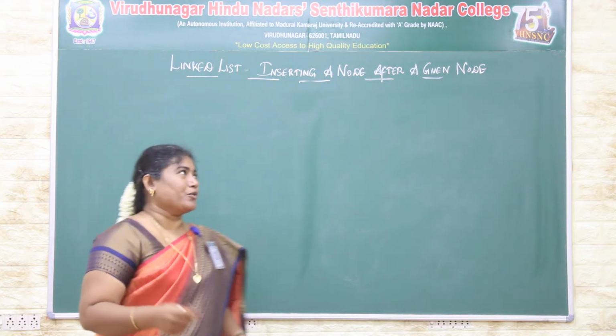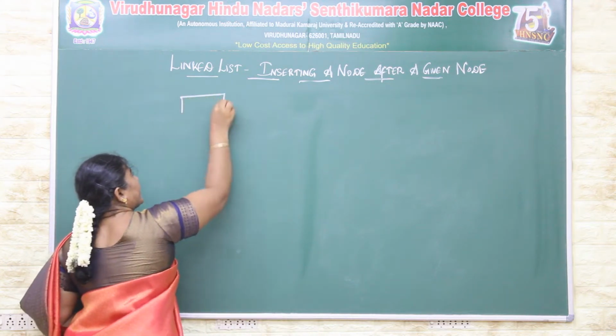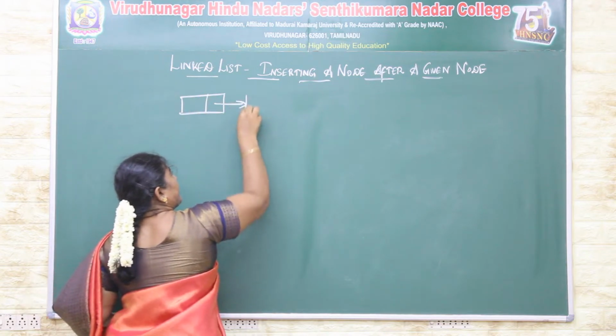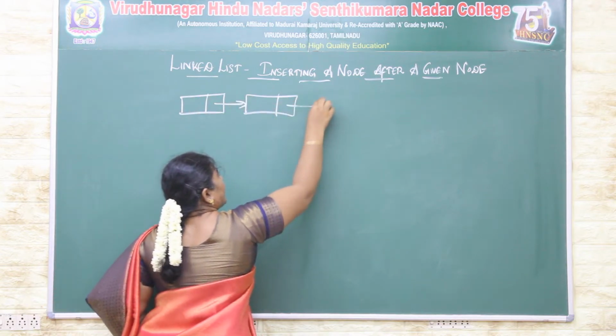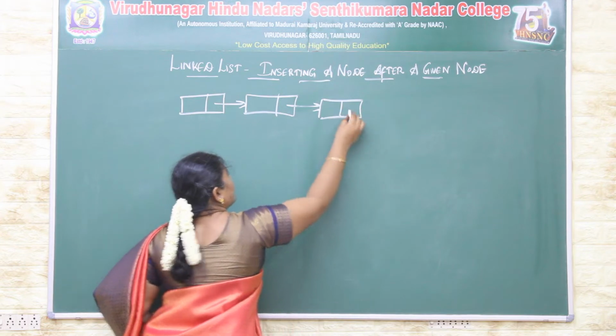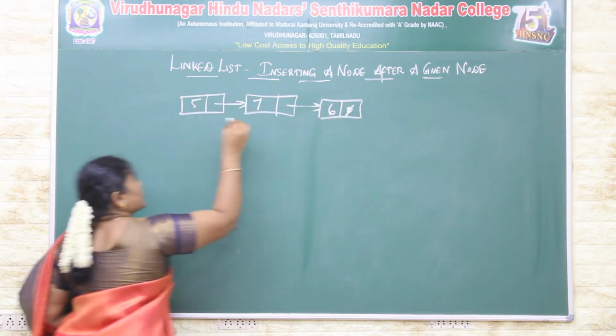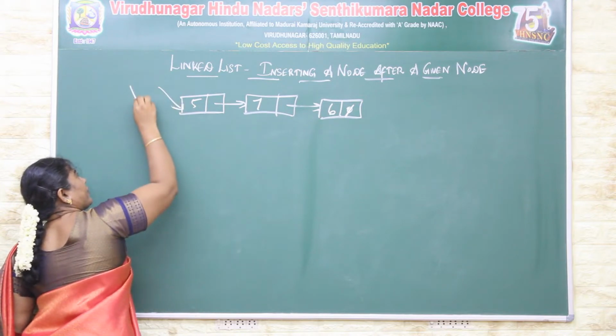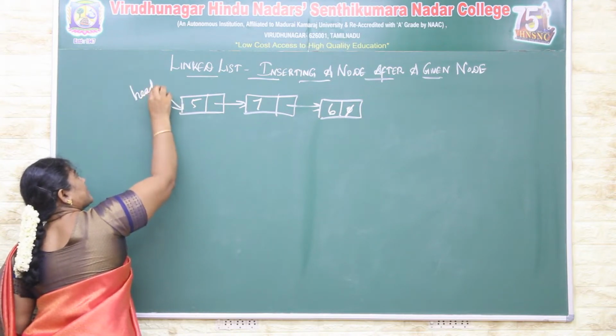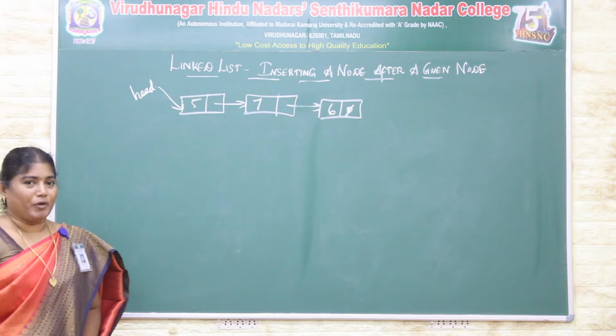In this video I am going to explain how we can insert a node after a given node. Suppose this is my linked list. In my linked list I have 3 nodes: 5, 7, and 6. We all know very well that in a linked list, the first node is always pointed to by the head pointer.